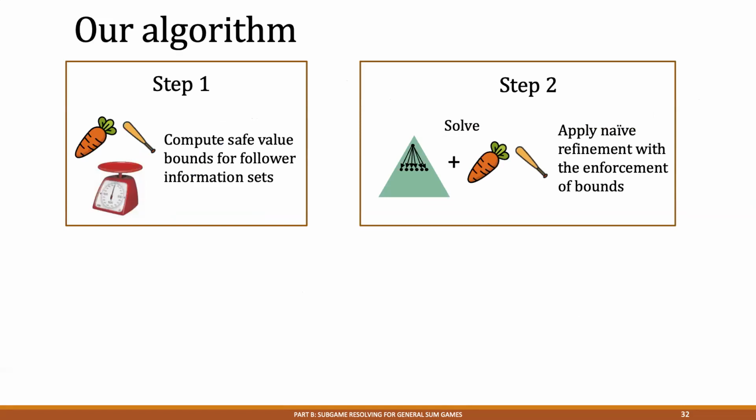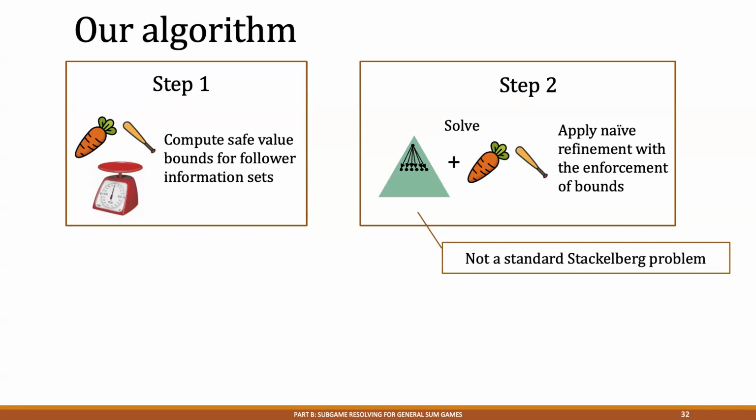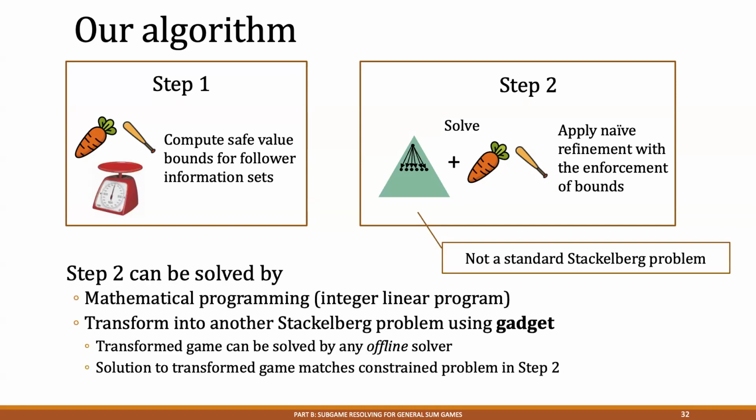Okay, so this is our algorithm. I won't go into it in detail, but the idea is that in the first step, we're going to compute these carrots and sticks using some very tedious method that is quite straightforward. And in the second step, we're going to solve the equilibrium, the solution to this game, but have these carrots and sticks enforced. There are two methods to do so in step two: either you can do it via mathematical programming, or you can use something called a gadget, right? I won't go into detail in the interest of time.